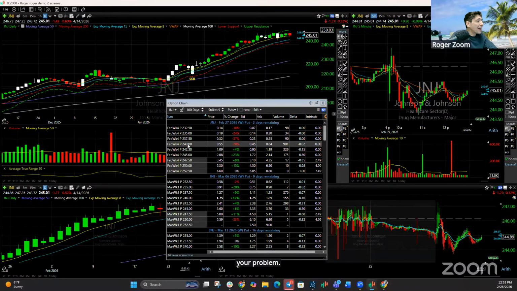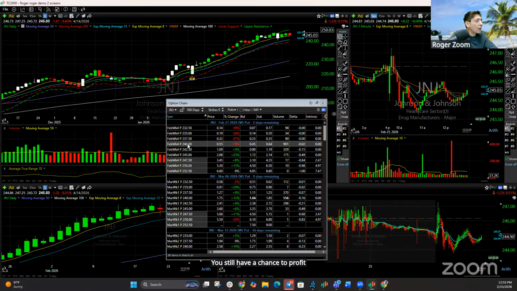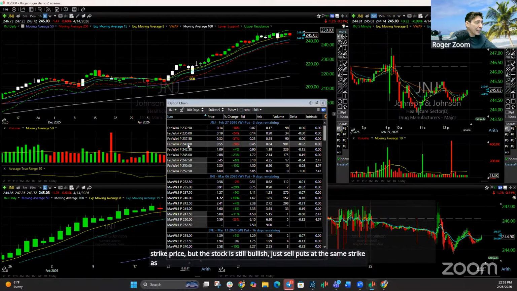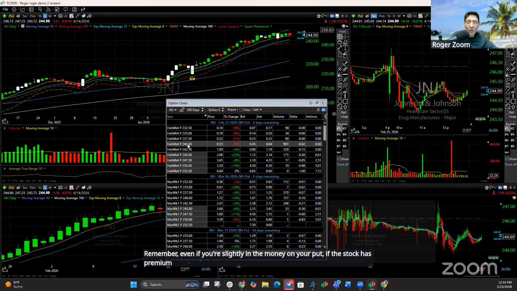What happens if price goes slightly lower on the stock, but doesn't break support on the stock? You still have a chance to profit. If the stock has fallen below your short strike price, but the stock is still bullish, just sell puts at the same strike as previous week. Close out the current week at a loss. It'll avoid exercise on your short. Remember, even if you're slightly in the money on your put, if the stock has premium, it will not be exercised.